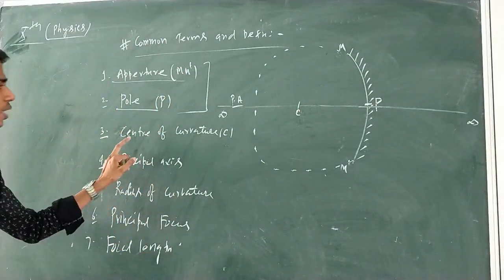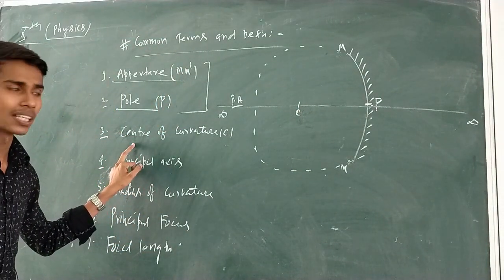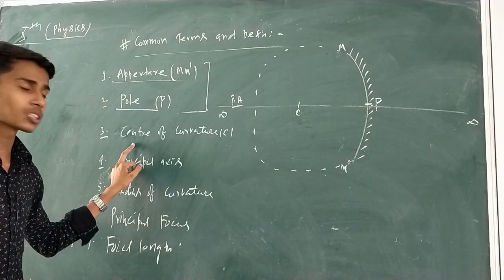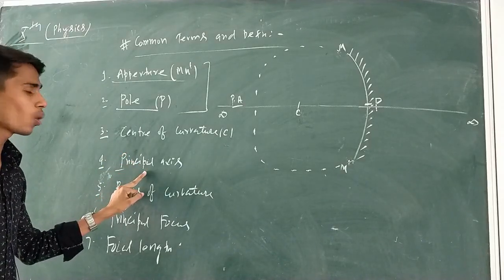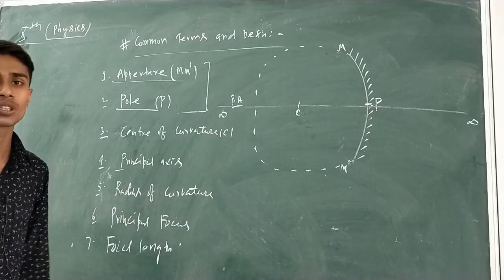Principal axis. Now you can define center of curvature. What is the meaning of center of curvature? The center of the sphere of which mirror is a part is called center of curvature, and the straight line joining pole and center of curvature going to infinity in both directions is called principal axis.